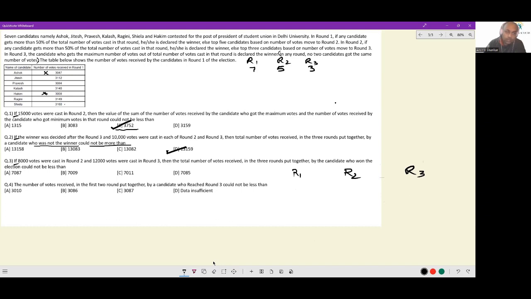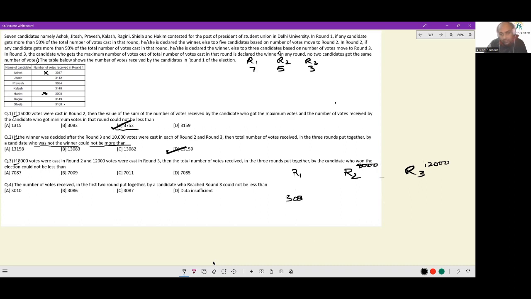If 8,000 votes were cast in round 2, okay, 8,000 votes here, and 12,000 votes were cast in round 3, then the total number of votes received in the 3 rounds put together by a candidate who won the election could not be less than. Okay. So we are looking for the winner. I'm looking for minimum number of votes. The person who has received the minimum number of votes and is moving into round 2 is of course Pravesh.